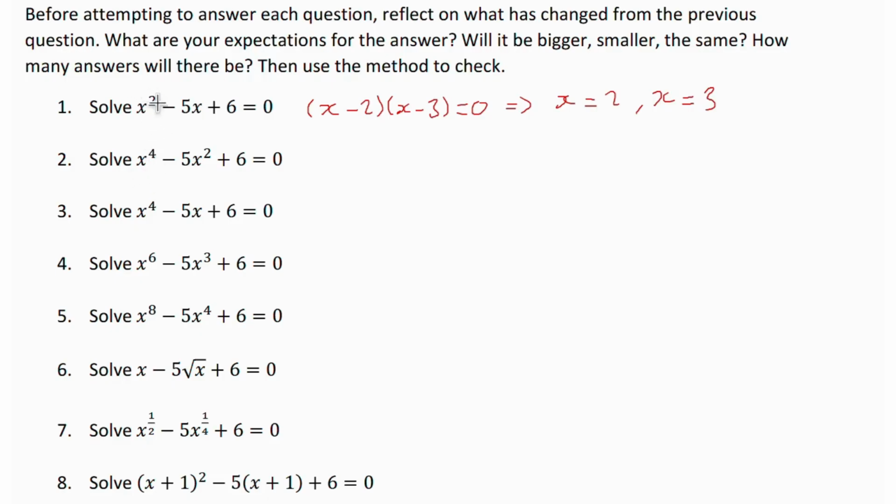In the next equation, we see that the 5 and 6 have stayed the same. What has changed is x has become an x squared and x squared has become an x to the 4. How do you think this would affect the answers?